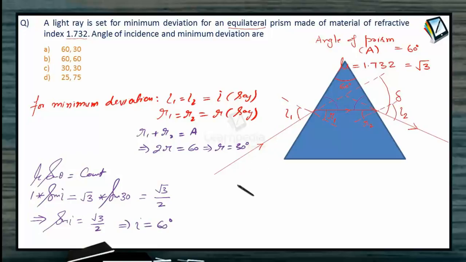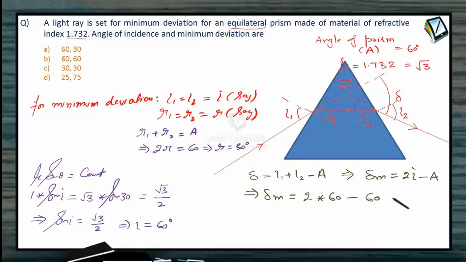For any kind of deviation, we know that the general formula is delta equals I1 plus I2 minus A. This formula is applicable for all kinds of deviation, whether it is minimum or not. In case of minimum, since I1 and I2 are both equal and we have assumed it to be I, it becomes 2I minus A. So the angle of minimum deviation in this case is 2 times the angle of incidence, which is 60, minus the angle of prism, which also happens to be 60 degrees. So it is equal to 60 degrees. The angle of minimum deviation is also 60 degrees.